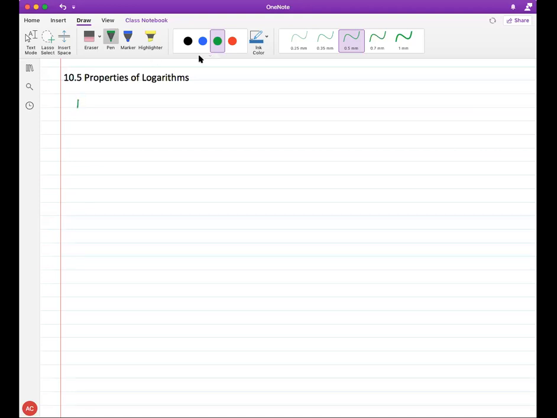The first property is basically, if you have one log of, let's say, a times b, with some base, there's always going to be a base here. This is equal to, we can split this into two logs, log a plus log b, okay? So we can either turn two logs into one, or we can take a log and split it. If you have two numbers here, we can write it as two logs.